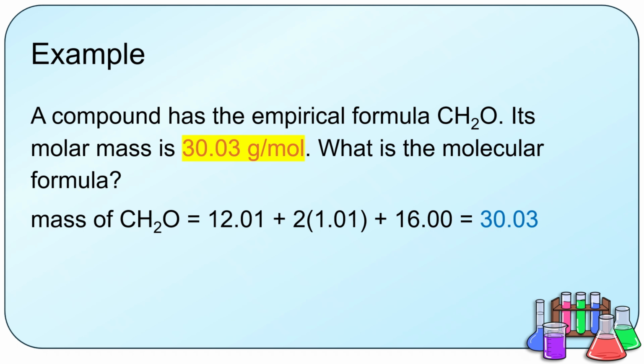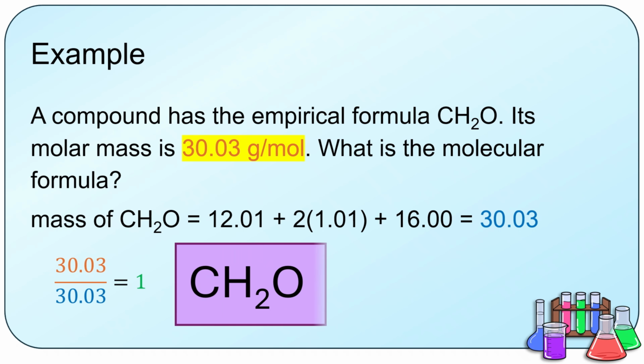This last example I'll show you is interesting. We'll take that same empirical formula and this time we'll change the molar mass to 30.03. Now, when I divide the molar mass by the empirical mass, I get 1. That means my molecular formula and my empirical formula are the same.